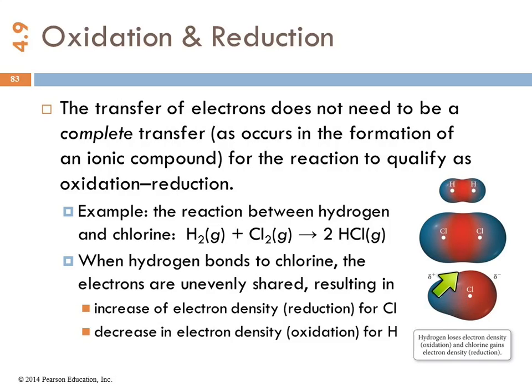And so now the chlorine end of this molecule is a little bit negative and the hydrogen end is a little bit positive. It hasn't gone so far as to transfer the electrons, but it's kind of partially moved over there. We have an increase of electron density for chlorine. Like it gained electrons. It just didn't gain a whole electron. It gained part of an electron. You could think of it that way. An increase in electron density would be reduction. Losing electron density, decreasing, would be oxidation. Does that make sense?